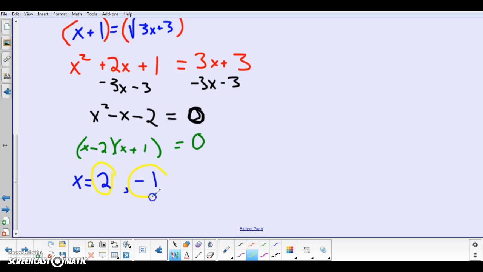So even though I have to check it, and often when there's two answers in the end, one of them might be extraneous, but there's no guarantee. So always check your answers when solving radical equations.